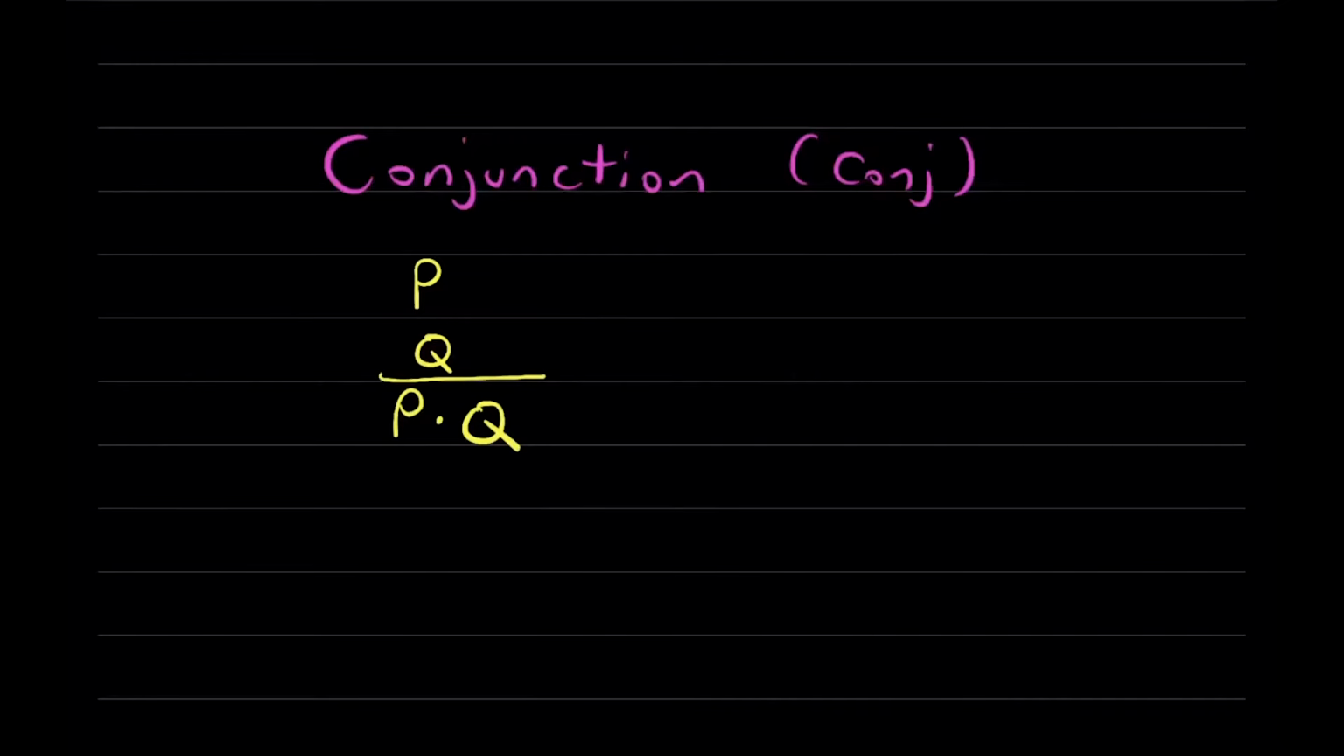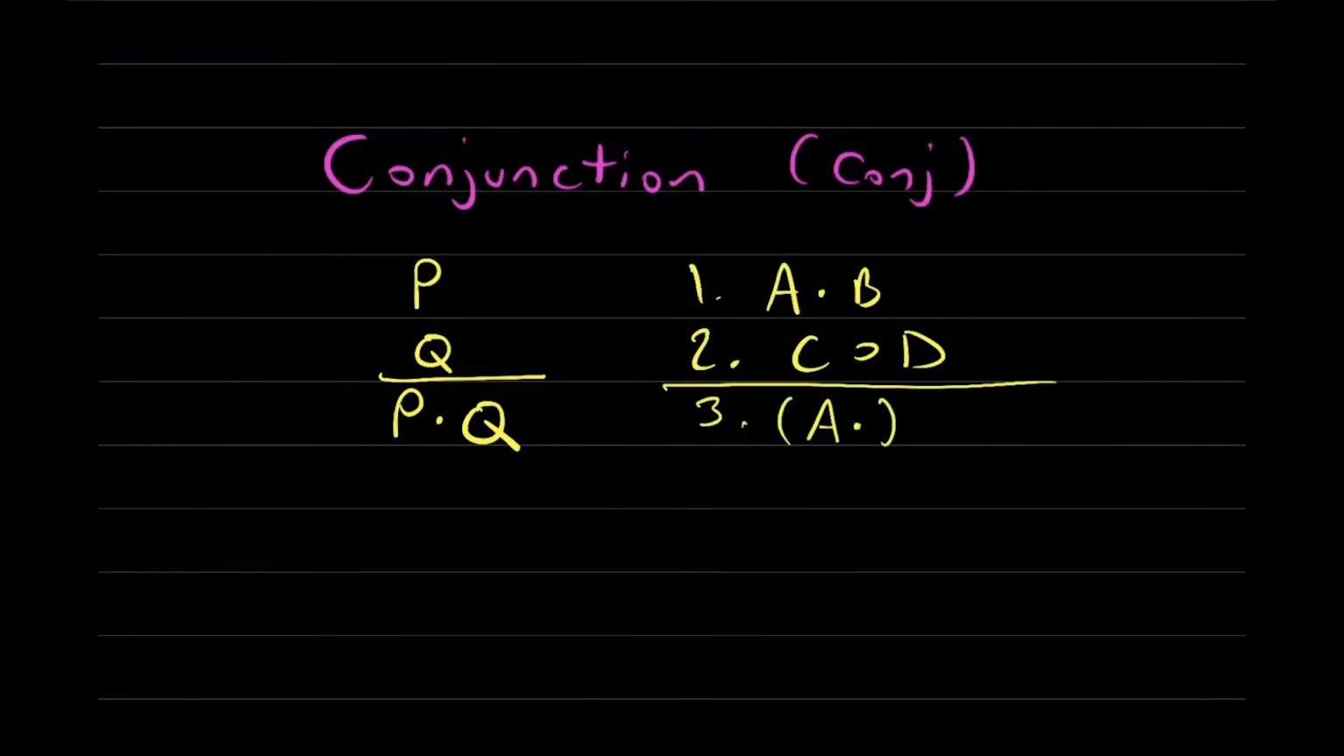So for example, if you had A and B on one line, and you had C implies D on another line, you could conjoin those two statements together on the next line of the proof using a dot. So you would get something like A dot B in parentheses and C implies D in parentheses, using a dot to conjoin the two together. So conjunction is pretty straightforward. You can take any two lines of a proof, conjoin them together with a dot on a new proof line.